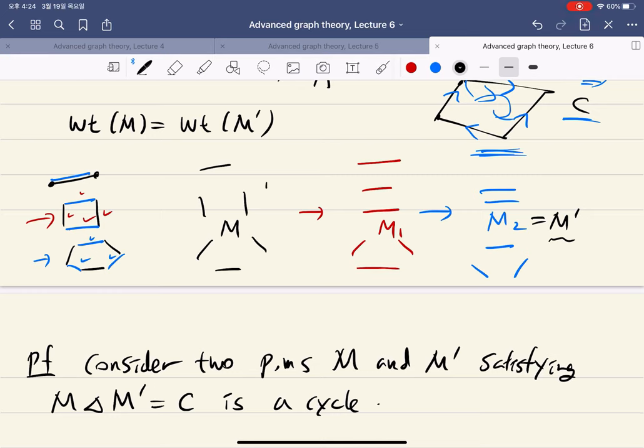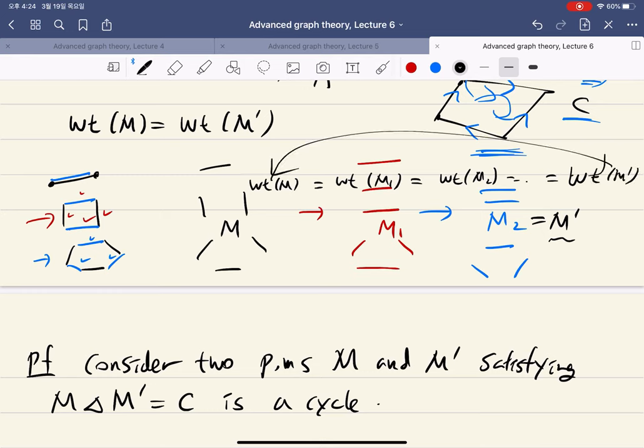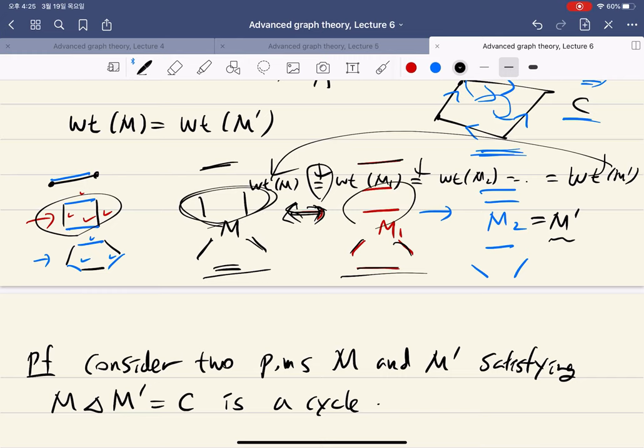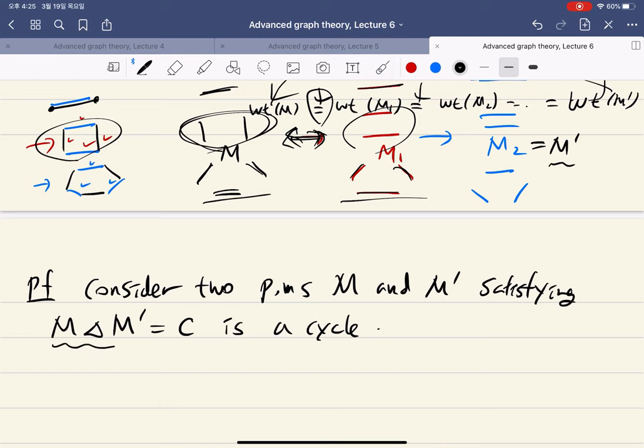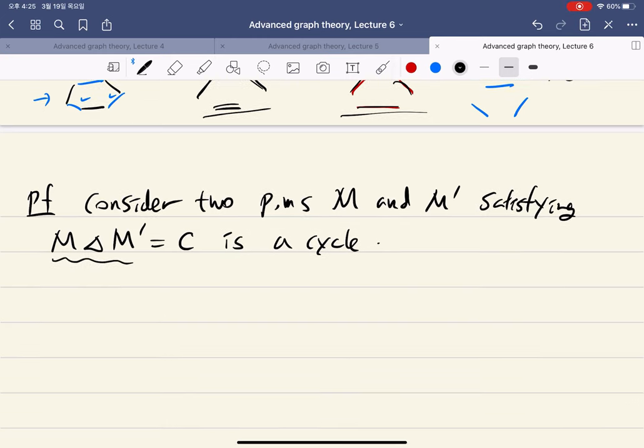If we know that the weight of M is the same as the weight of M1, which is the same as the weight of M2, and so on until the weight of M prime, then you show that two arbitrary matchings have the same weight. So this is the only equality that you need to show: once there are two matchings which satisfy this relation. How do we get this? By flipping only one even cycle. Once you take the union of these, every other edge is just an edge, and there is only one cycle of length at least 4. If you take the symmetric difference, this is just a cycle. So it's sufficient to show that these two matchings have the same weight.